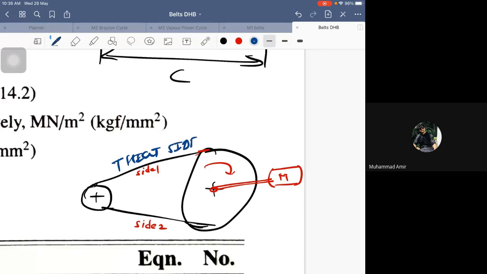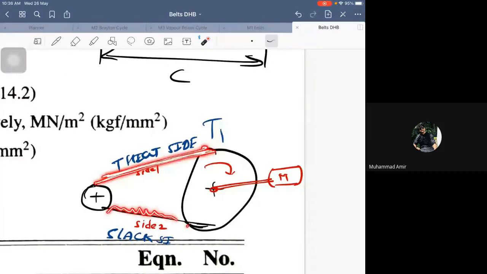The tension in this particular side is known as T1. And the other side is known as the slack side. That means this side of the belt would be wobbling like this. If you have seen a belt, you will have a clear imagination of things. This side would be wobbling, but this side would be very much straight because it would be pulling. There will be a maximum tension in this, so it would be very much straight. And this would be wobbling to a certain extent, like this.